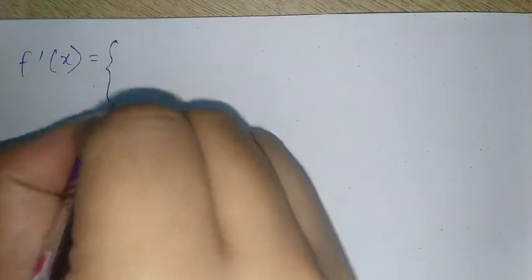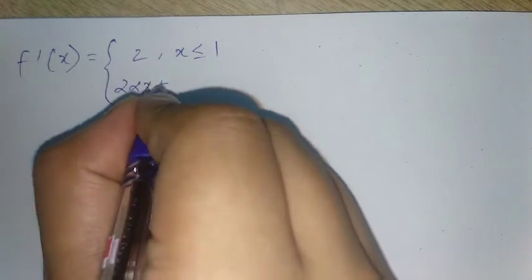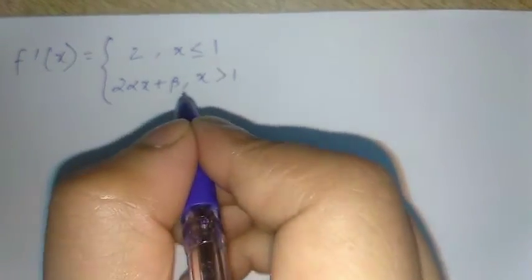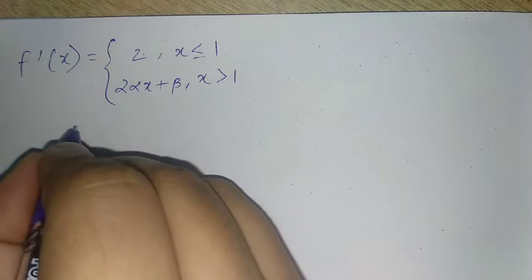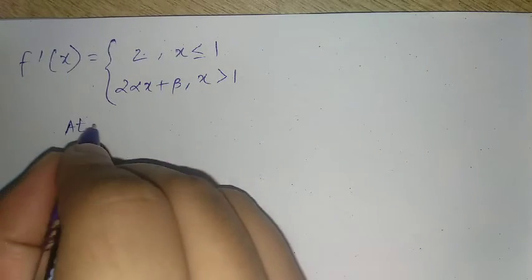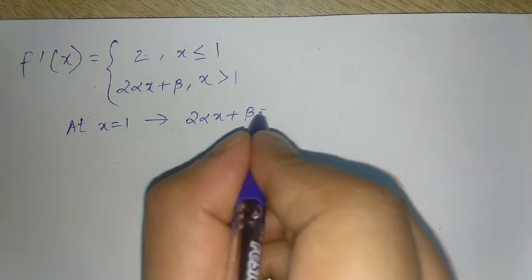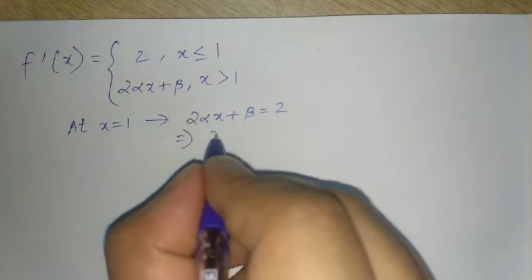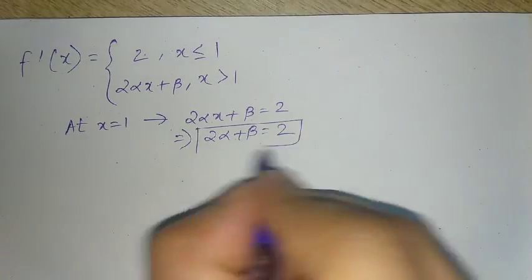The next thing is we have to find for differentiability. So f dash of x is equal to 2 for x less than or equal to 1 and 2 alpha x plus beta for x greater than 1. Since it is differentiable, left hand derivative must be equal to right hand derivative. Therefore at x equal to 1, 2 alpha x plus beta is equal to 2. This implies 2 alpha plus beta is equal to 2. So this is our second equation.